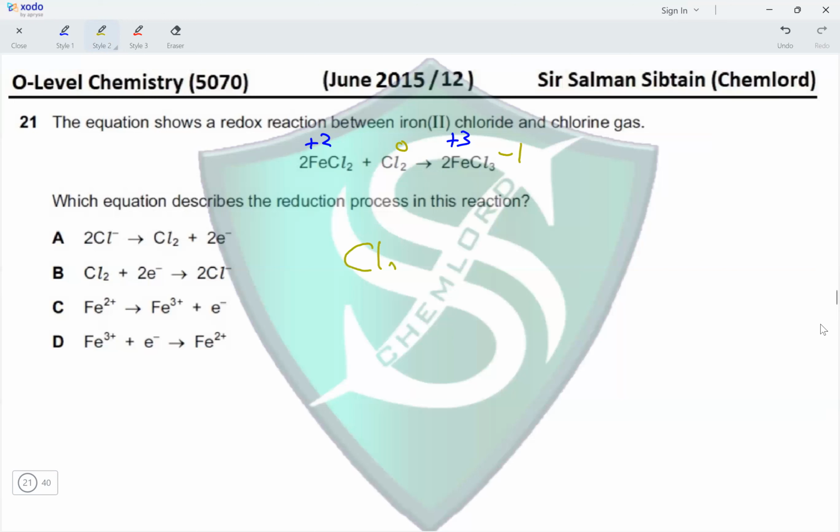So the reduction process would be Cl2 forming two Cl minus ions, which means Cl2 will be gaining 2 moles of electrons. So option A shows 2 Cl minus producing Cl2 plus 2 electrons, the exact opposite of what we have just seen. So this is incorrect. Option B has Cl2 plus 2 electrons gives 2 Cl minus, which is correct. Option C and D are eliminated because they represent the equations pertaining to the iron ions and not to chlorine or chloride ions. Therefore, the correct option for this question is option B.